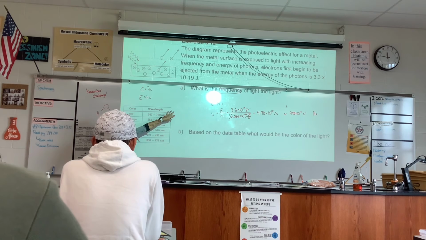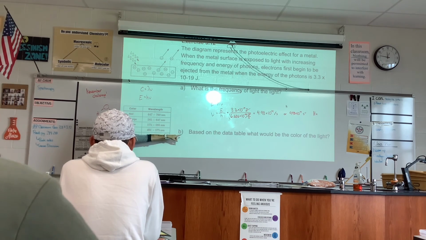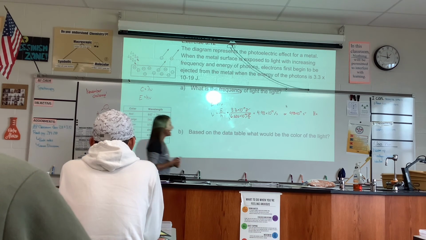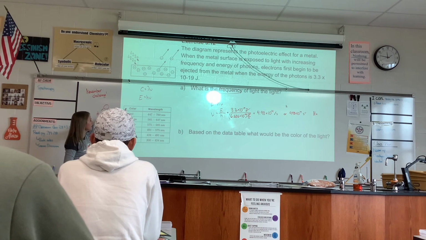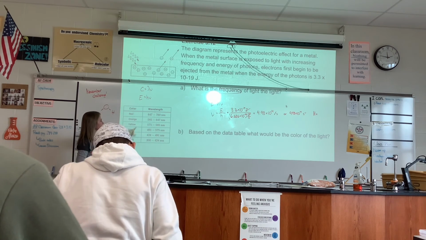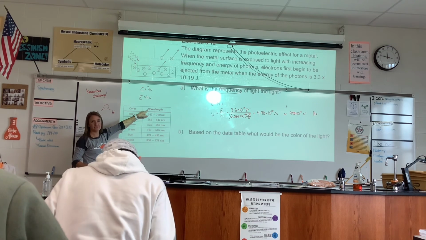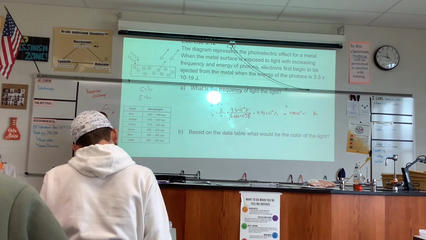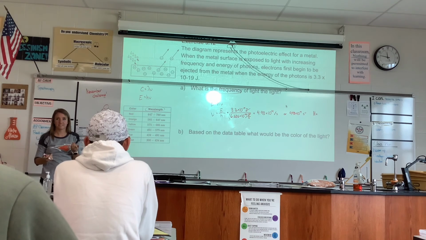Okay, any other questions or clarifying on part A? Okay, part B says, based on the data table, what would be the color of the light? Now, if I come here, we have colors. What are they measured by though? Wavelength. What do I have right now? Frequency. So we have to convert and get to wavelengths.